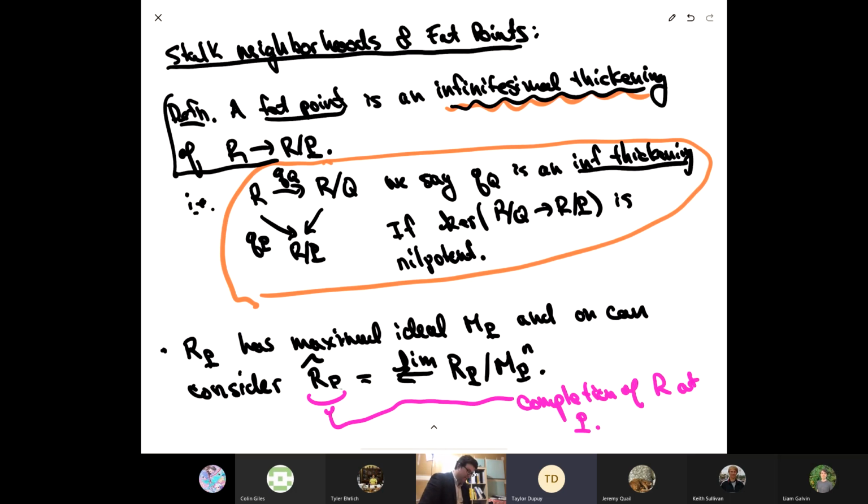It's a local ring, a complete local ring. So this is the completion, and it turns out that all these things here are nilpotent thickenings, or infinitesimal thickenings. This is also another word.